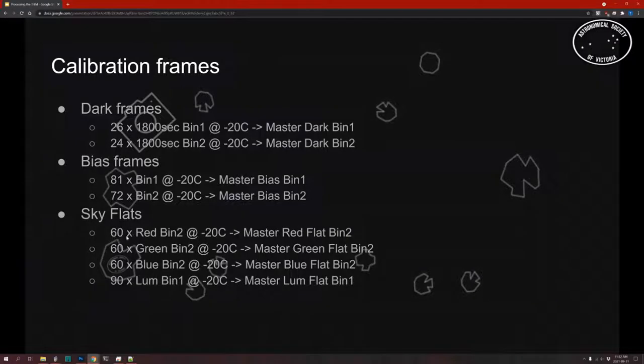I have a program where I can shoot a sequence of 30 dusk flats, red, green, blue, in one night, one dusk. And I have another one where I can shoot 30 red, green, blue dawn flats in one dawn. So that's actually one dusk and one dawn of red, green, blue.